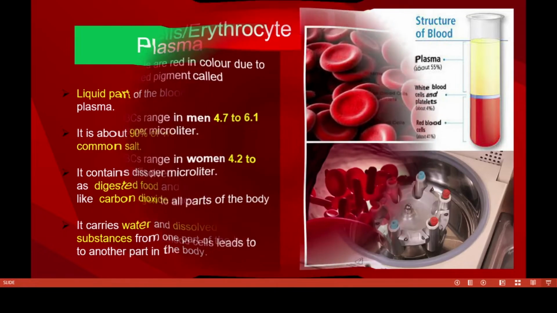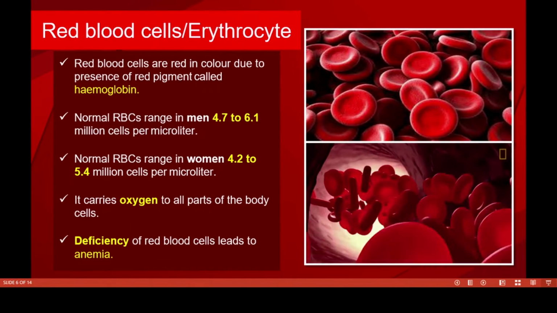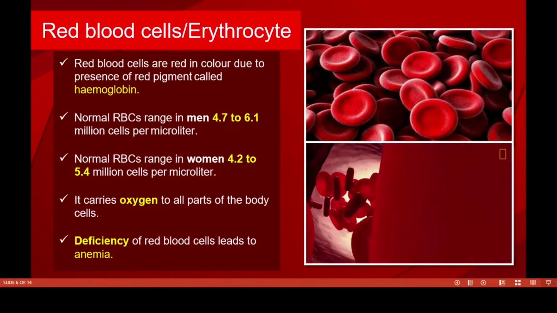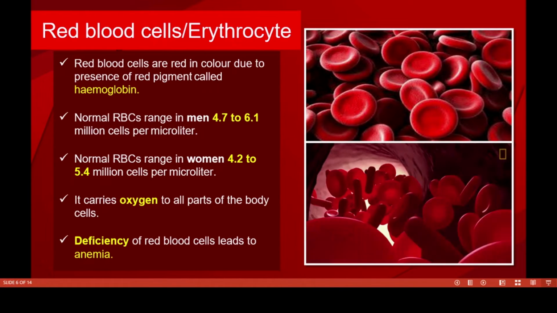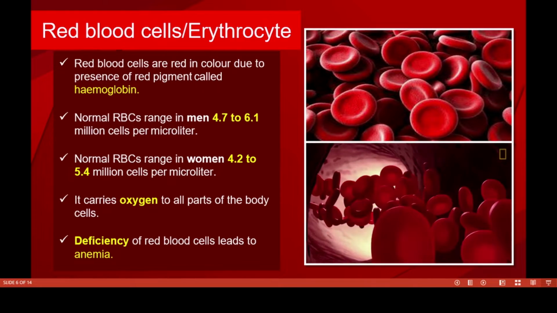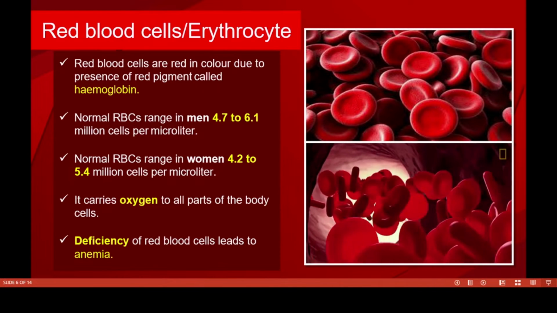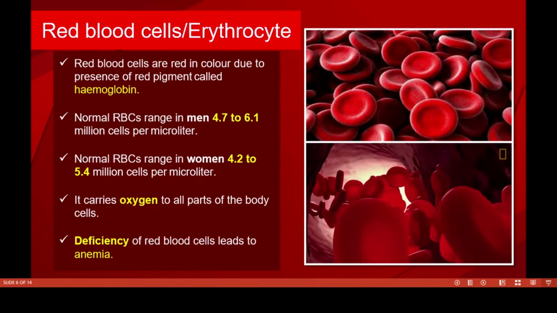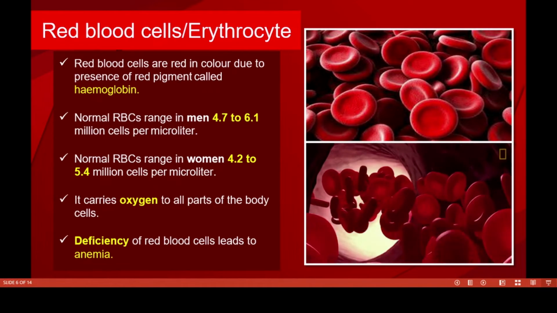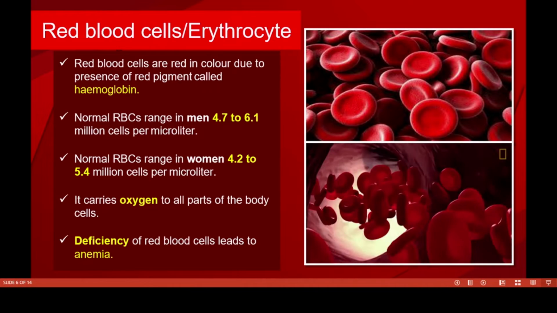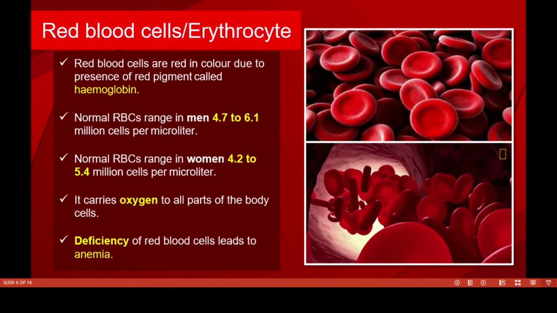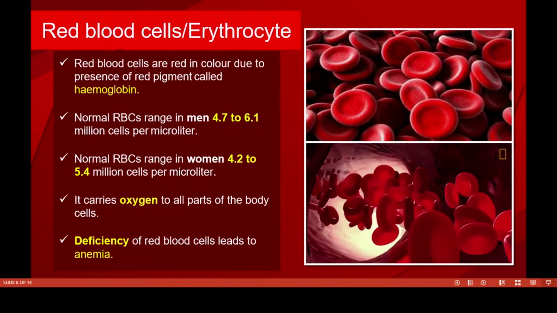Next, red blood cells, or we can say erythrocytes. Red blood cells are also known as erythrocytes. Red blood cells are red in color. Why? Because of the respiratory pigment hemoglobin present in the red blood cells. That's why it shows a red color. What is the range in men and women? 4.7 to 6.1 million cells per microliter in men, as well as 4.2 to 5.4 million cells per microliter in women.